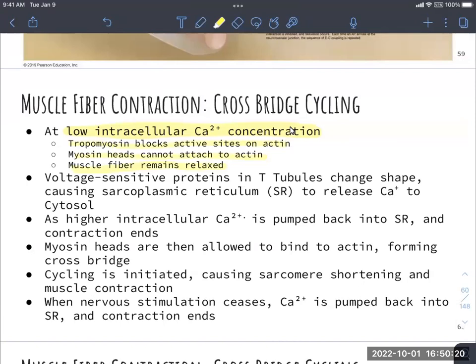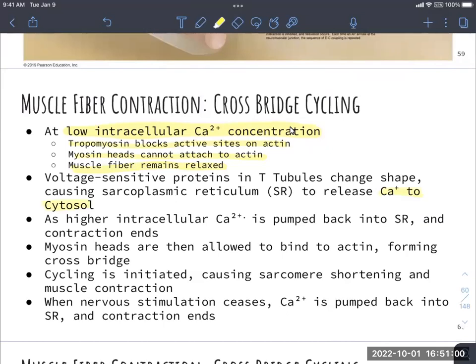We have voltage sensitive proteins that are in the T-tubules. These help to change the shape, and that's what causes the sarcoplasmic reticulum to release calcium. So when they get some kind of nerve impulse sent to them, those voltage sensitive proteins, as that depolarization happens, are going to change shape. That's what's causing these calcium ions to go into the cytosol.